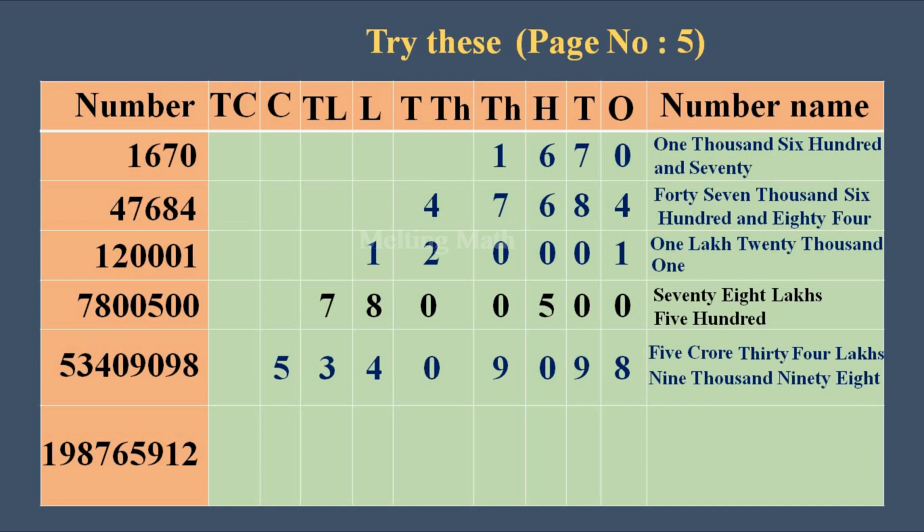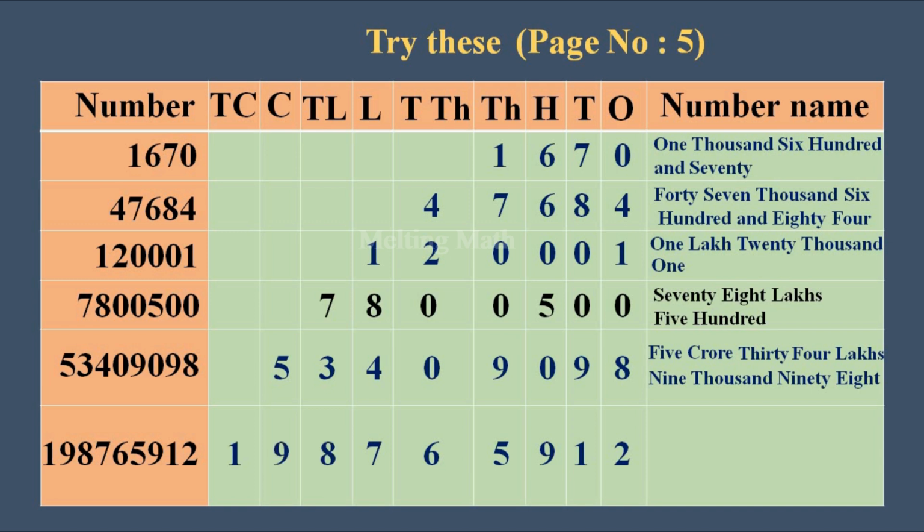So read it fully: 5 crore 34 lakh 9,098. Okay, this is the answer for this one. Next see the another one, 198765912. Okay, so we know the last digit 2 is in the ones place, next 1 is in tens place, next 9 is in hundreds place, next 5 is in thousands, next 6 is 10,000, next 7 is lakh, next 8 is 10 lakh, next 9 is crore, next 1 is 10 crore.